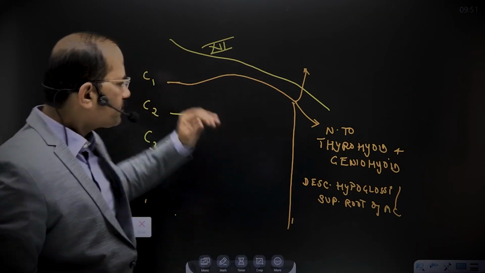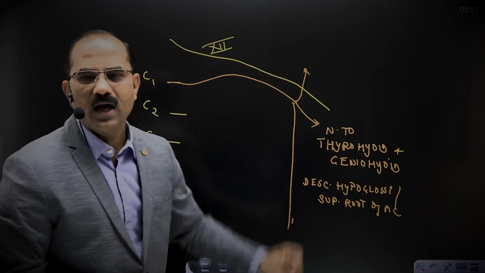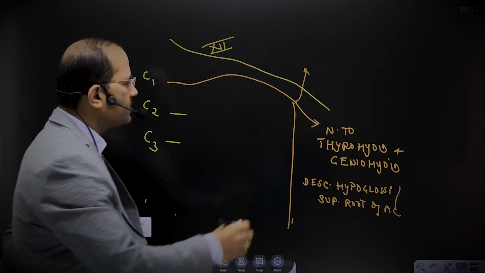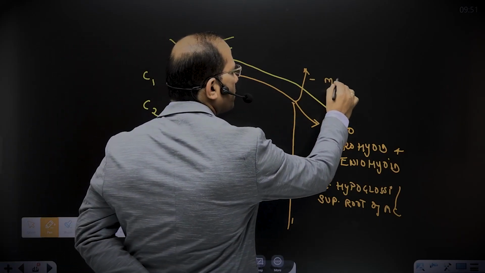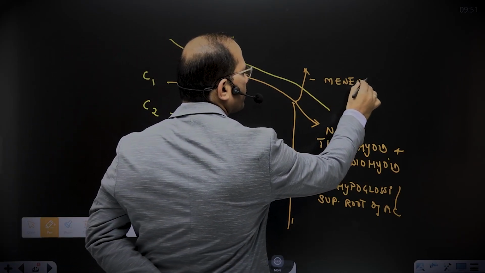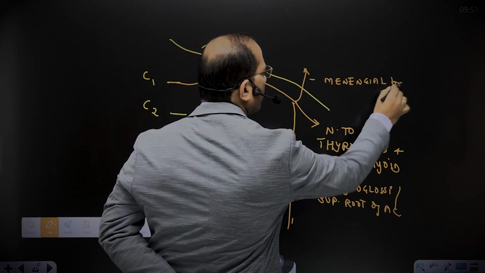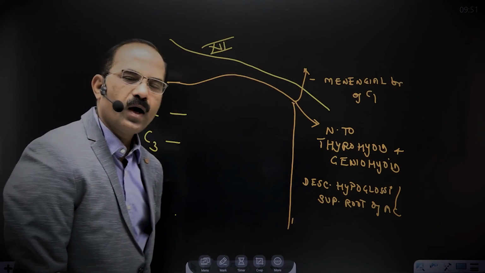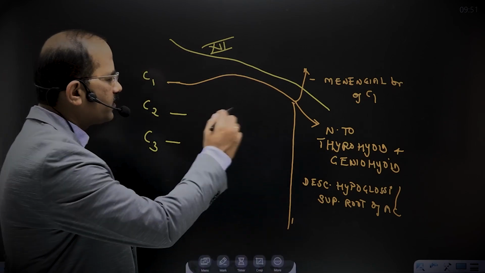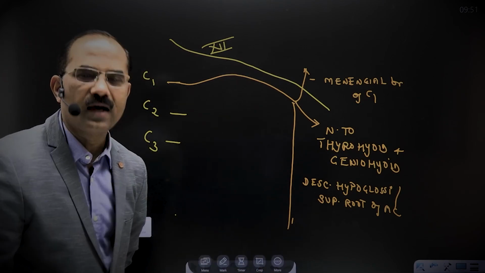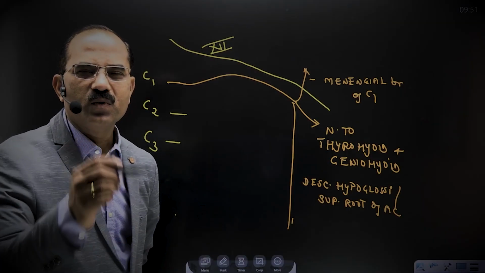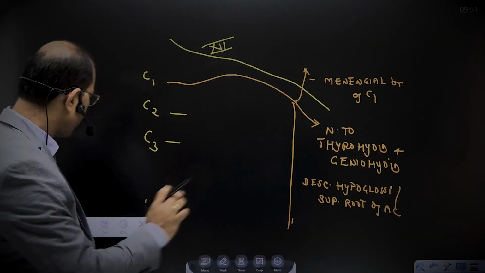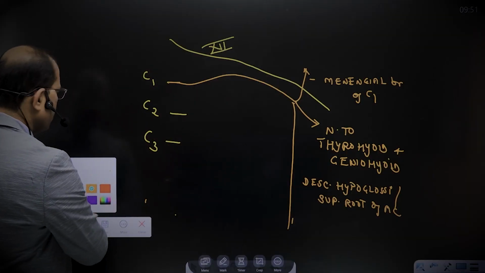So once again, fibers of C1 accompany the hypoglossal nerve. After a short distance, they leave the nerve. Number 1, I'll just label this, what is this number 1? Meningeal branch of C1. Second is the nerve to thyrohyoid and geniohyoid. And the third one is the descending hypoglossi, or the superior root of Ansa cervicalis. So the superior root is formed by C1. Perfect? Clear?